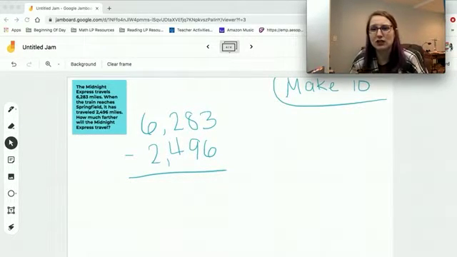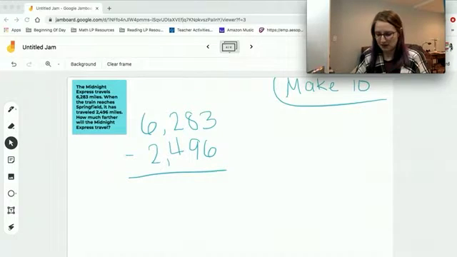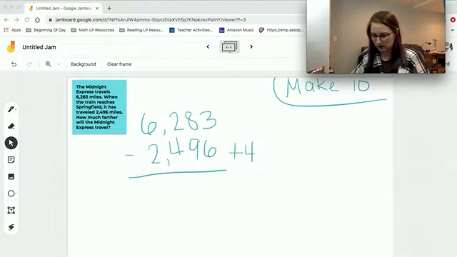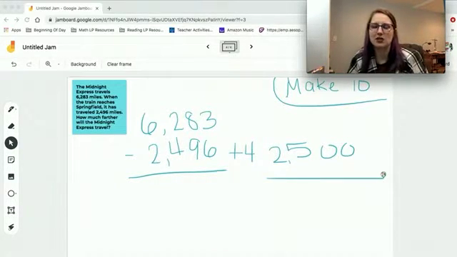However, like I said, these numbers are big, they're kind of clunky, and I'm noticing that this bottom number, 2,496, is actually really, really close to 2,500. It's only 4 away. So what I'm going to do is take this number and add 4 so that it equals 2,500.